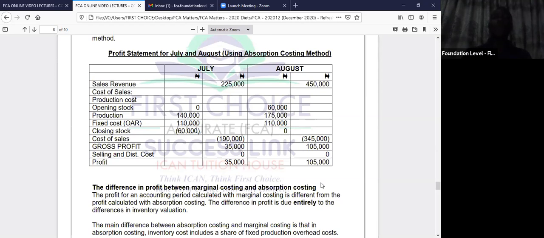Now, if your opening stock is lower than your closing stock, that means when you say opening stock minus closing stock and you have a negative figure, it behaves like closing stock. And when it behaves like closing stock, it means your profit will increase.